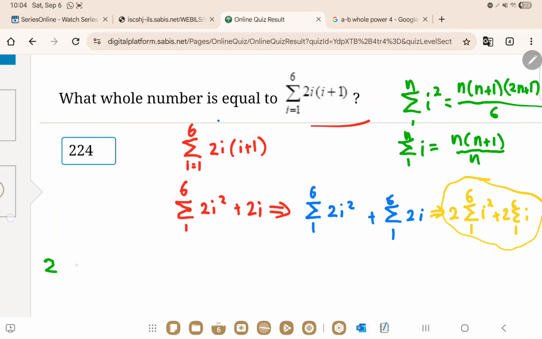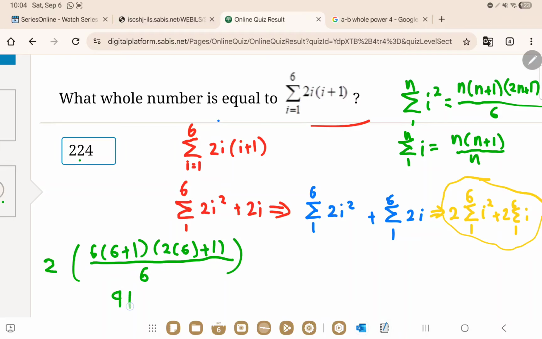So we have 2 of i squared now. 2 times i squared. I squared we said is n, which is 6 into 6 plus 1 into 2 times 6 plus 1 all over 6. You could put that onto your calculator. So it is, wait, so 6 times 7 times 13 over 6 is 91. So 2 times 91.